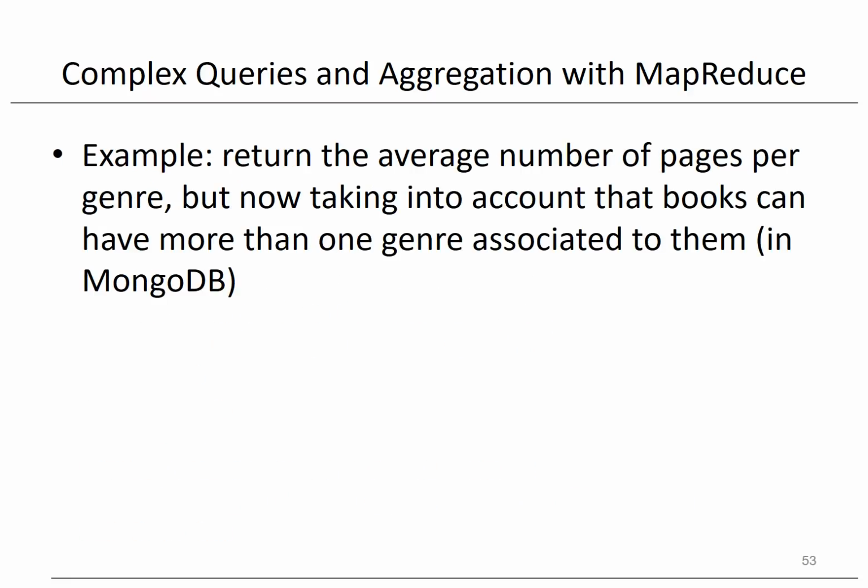Let's return to our MongoDB-based Java examples to illustrate the concept of MapReduce in practice. We will implement an aggregation query that returns the average number of pages per genre, but now taking into account that books can have more than one genre associated to them.